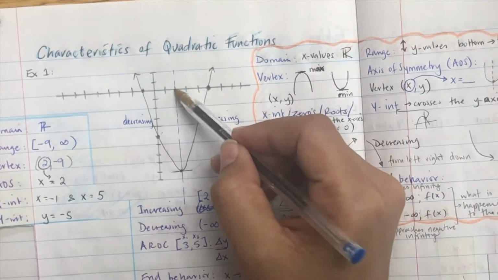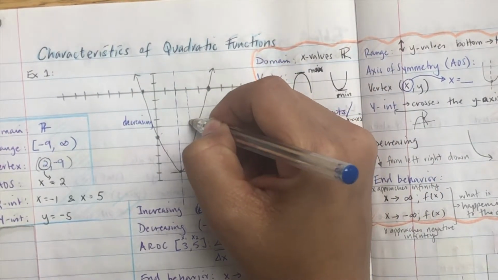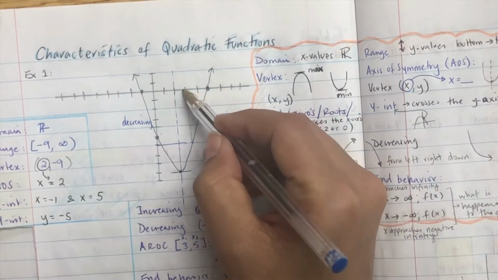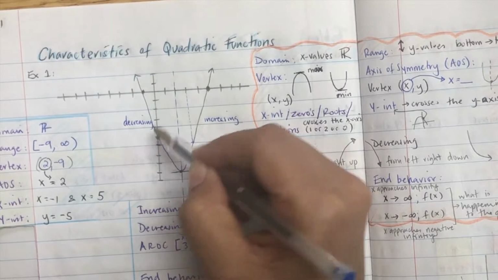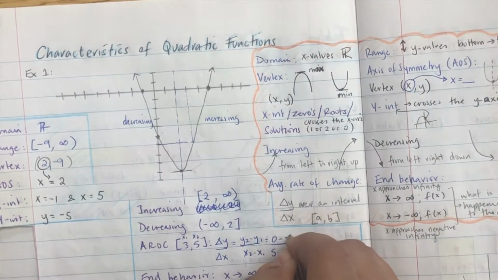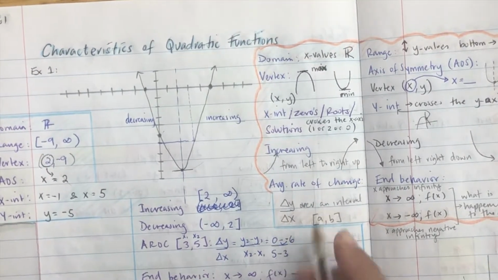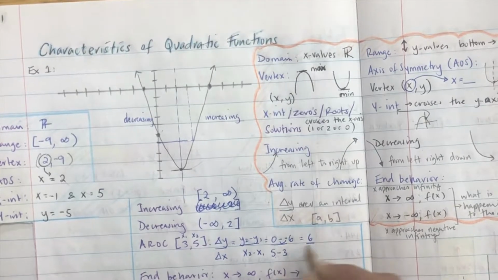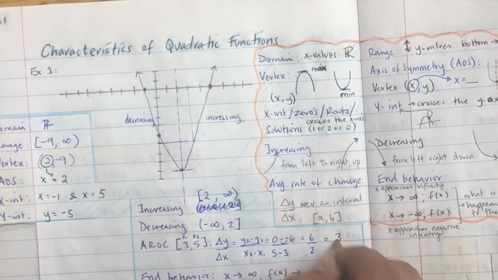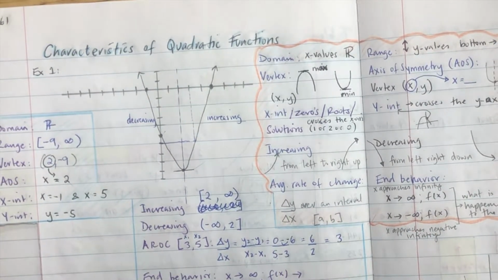When x is 3, 1, 2, 3, where is y? Okay, so you go to 3, find the graph, go right there, and that's 1, 2, 3, 4, 5, 6, negative 6. Okay. 2 negatives make a positive, so 0 plus 6 is 6. 5 minus 3 is 2. 6 divided by 2 is 3. So my average rate of change in the interval 3 to 5 is 3.